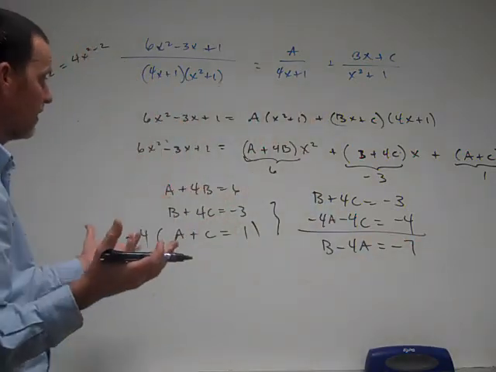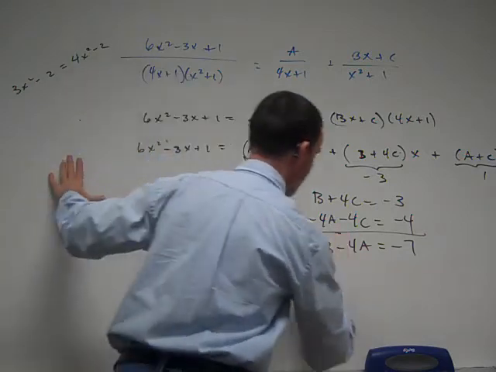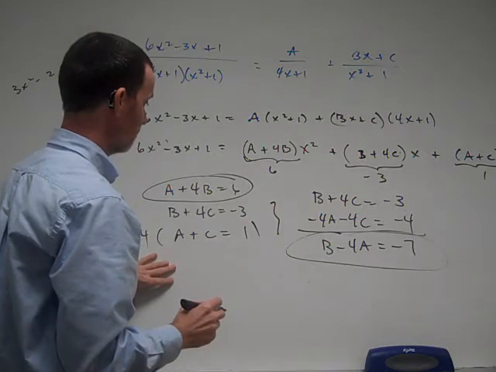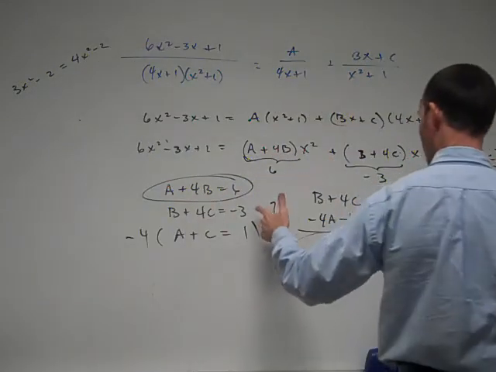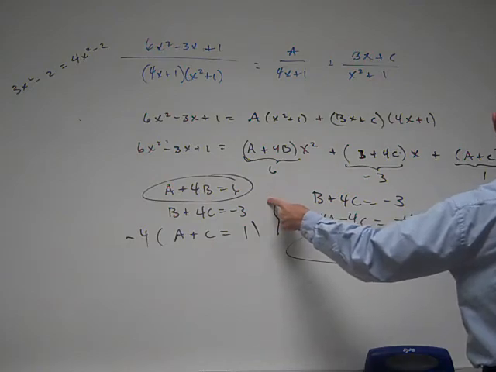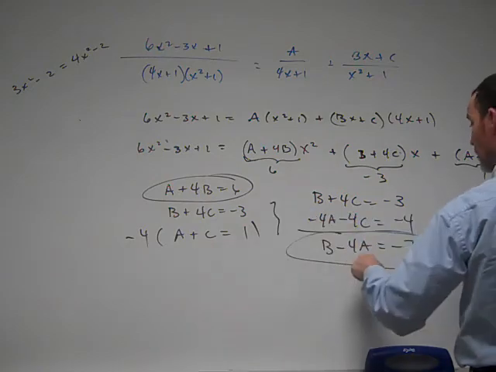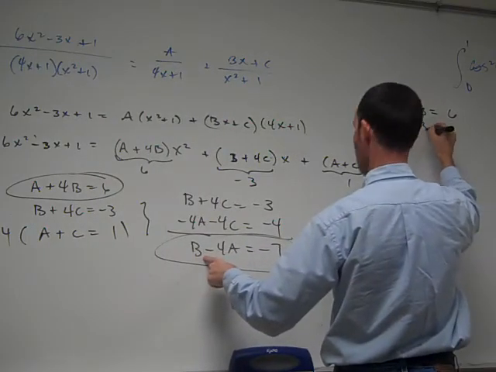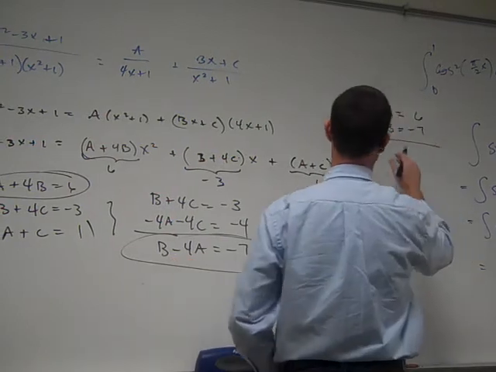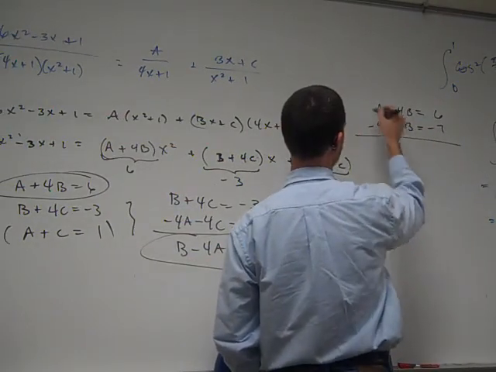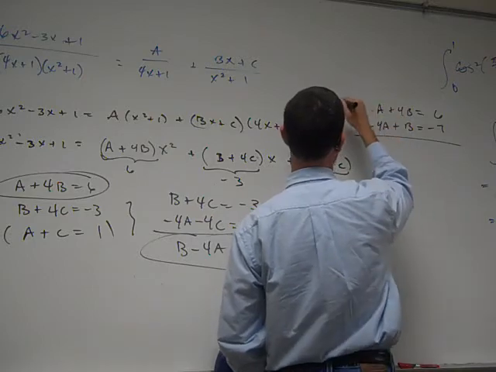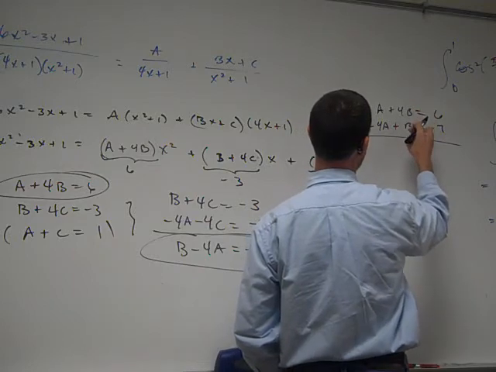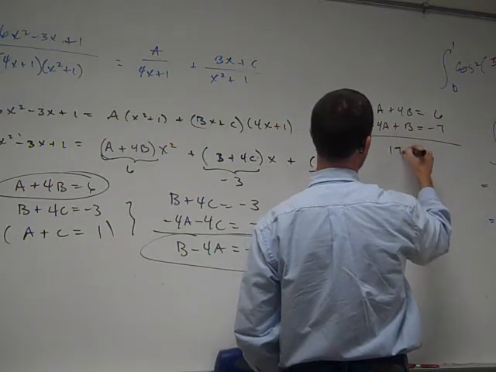You see what I'm doing? I've now got two equations in just a's and b's. So then I can combine those two. A plus 4b is 6. -4a plus b equals -7. Multiply this one by +4 and add, and I get 4a minus 4a, that's nothing. 16b plus b is 17b.